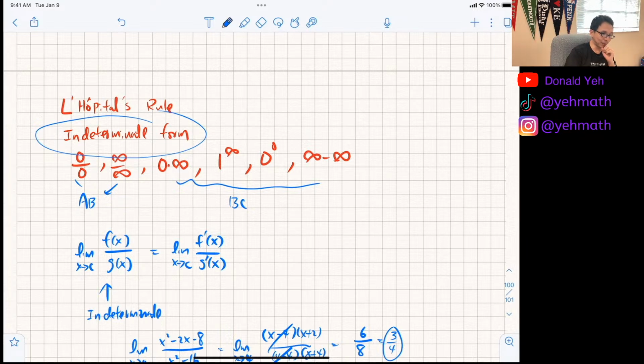But I will say there was a weak link. So weak part of L'Hopital rule.